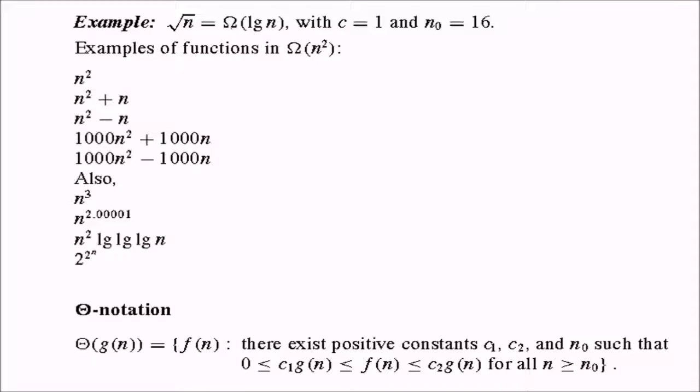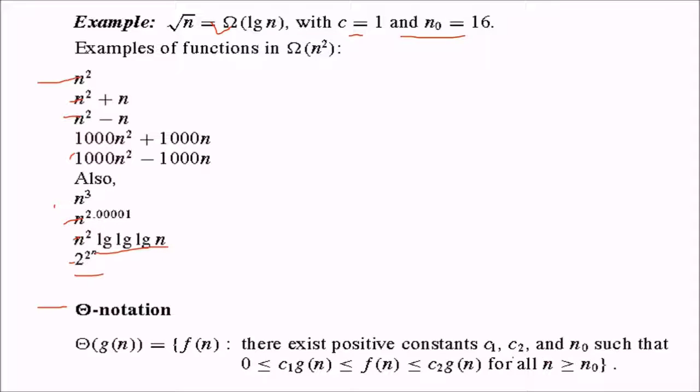Root n is omega of log n, and this is possible if c equal to 1 and n0 equal to 16. You can just try it. Omega of n square is like this, n square, and also we have n cube, n to the power something, n to the power square, and these are all the lower bounds. Then we have theta notation. What is this theta?